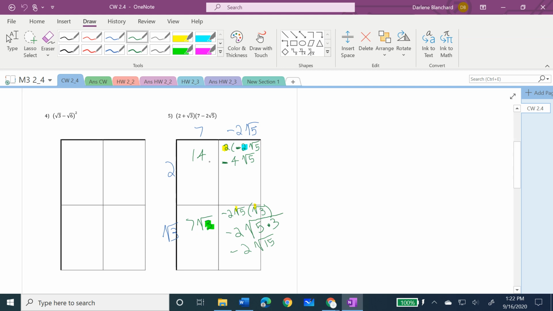Then, once I have filled all 4 of these boxes in, I then need to add them together. So, box number 1 that I just starred is 14. Box number 2 is minus 4 root 5. Box number 3 is adding 7 times the square root of 3. And then lastly, I have minus 2 times the square root of 15.